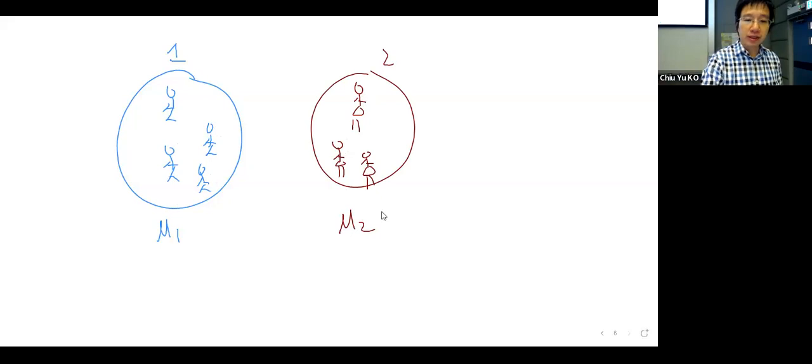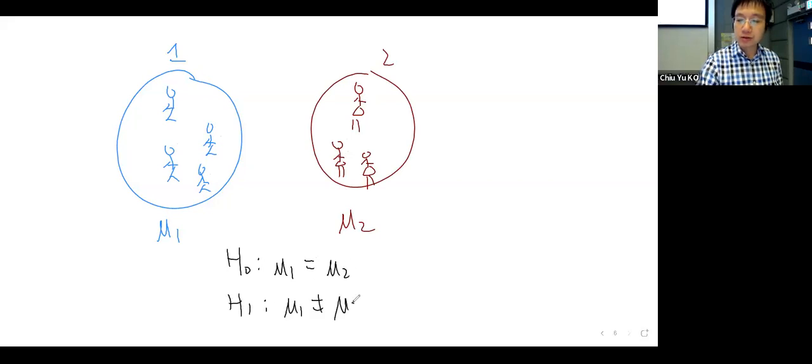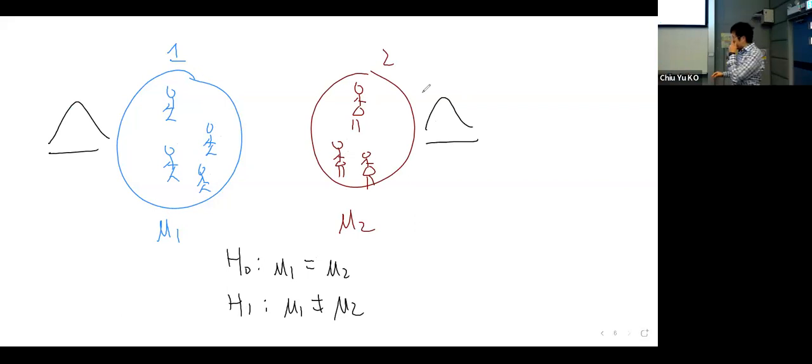What I want to know, the null hypothesis is, okay, is mu1 equal to mu2, right? And the alternative is mu1 not equal to mu2, right? The underlying assumption is that this is a bell curve, this is also a bell curve, right? Okay, so that's the assumption. We have been doing it like this.